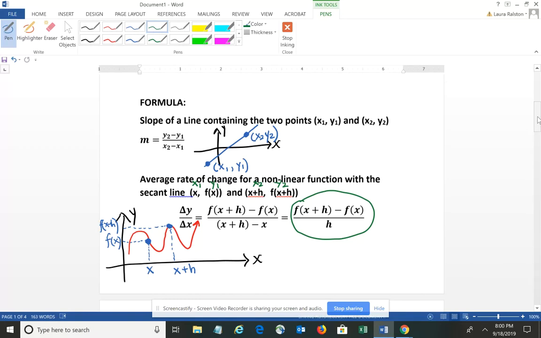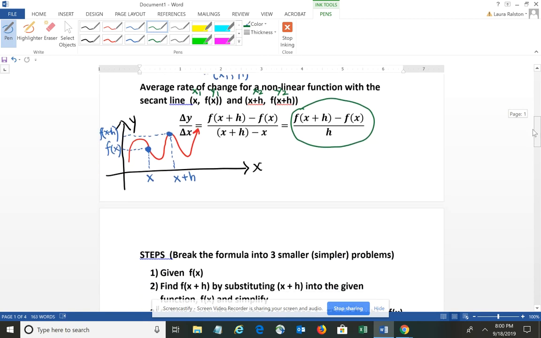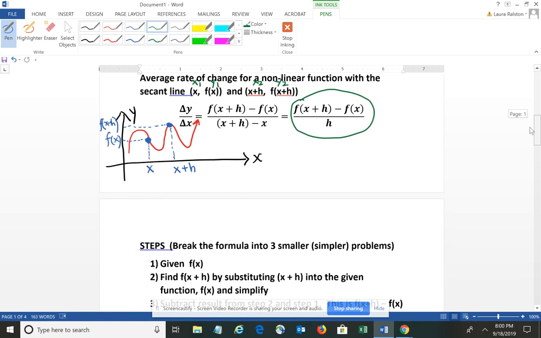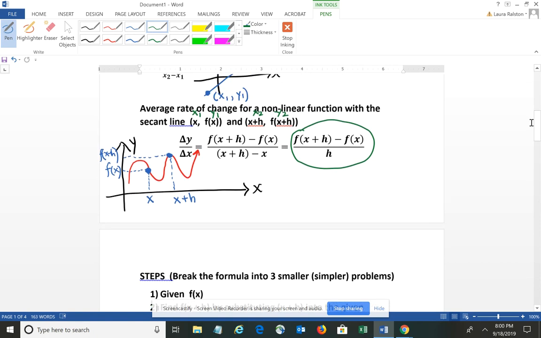The formula probably looks very daunting to you. One, it looks like a fraction, which involves division, and then you've got some subtraction going on. So what I would encourage you to do is to break the formula into like 3 smaller problems. You're given f of x in the formula. In this formula for the difference quotient, this piece, the f of x, is given in the problem.